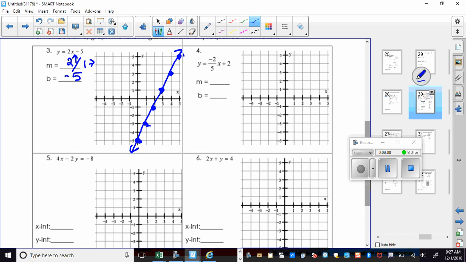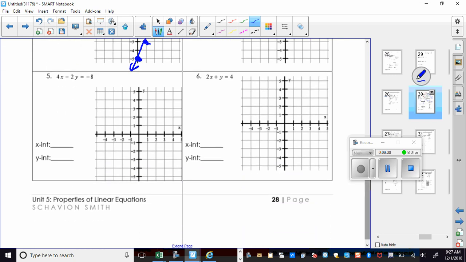Simple as that, guys. For number 4, I have a slope of negative 2 divided by 5. I don't need to create a fraction because it's already there. And then my y-intercept is 2, so I start at 2. And then I go down 2, right 5. If I wanted to go the opposite way, I would go up 2 and left 5. Create my line, and I'm done.